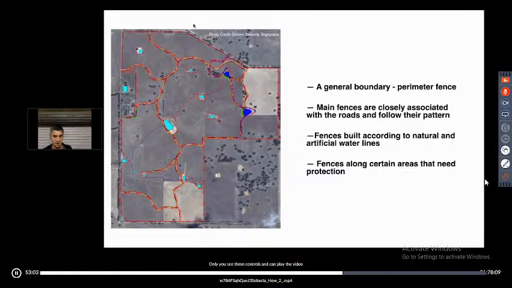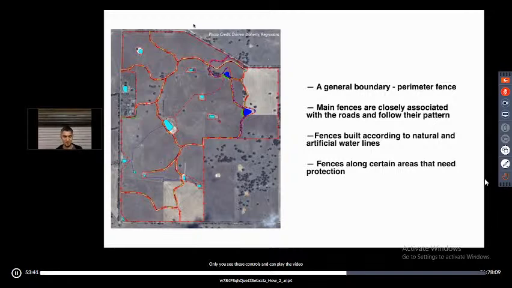So other fences, when you talk about other fences, they will be generally associated with the roads, and they will follow their pattern. Okay, so the main fences are generally associated with roads. So that's why fences are coming after the roads, and that's why there is nothing new to invent here. Okay, there is nothing, you can't miss it. So the main fences are closely associated with the roads, and they follow their pattern.